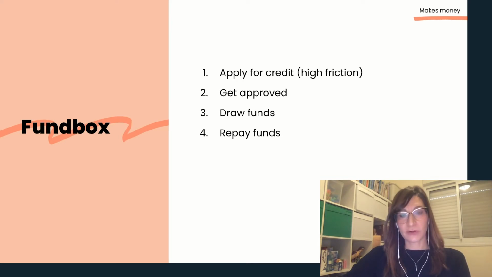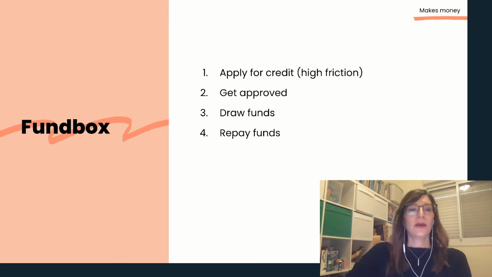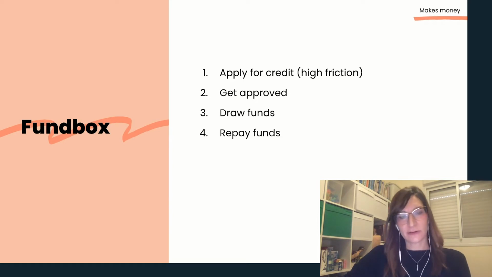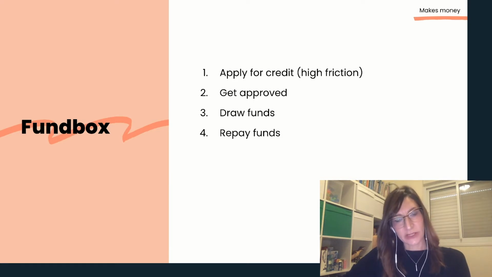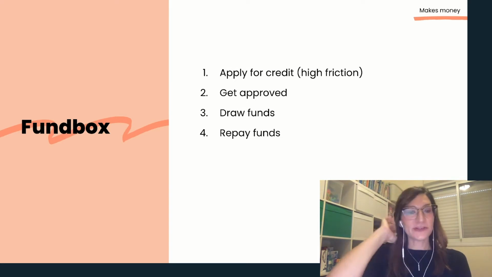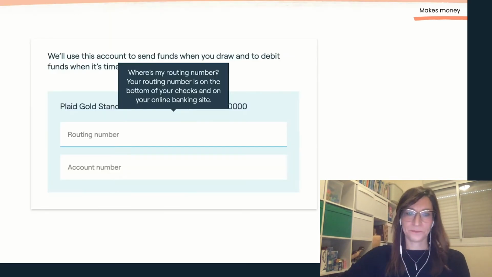So first, to apply for credit. And this is obviously a high friction flow, right? So as cutting edge and high tech as we want to be, lending and fintech are very highly regulated spaces, and there's no way to get around a credit application being very high friction. So ideally, after that, the user gets approved for credit, they draw funds from their credit line, and then ideally, of course, repay with fees.